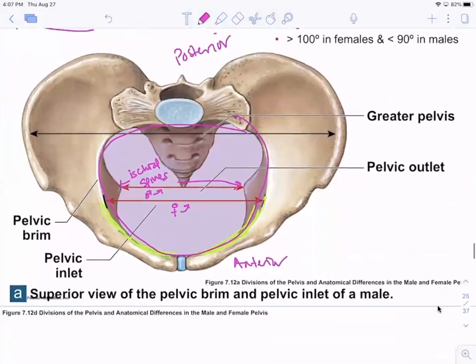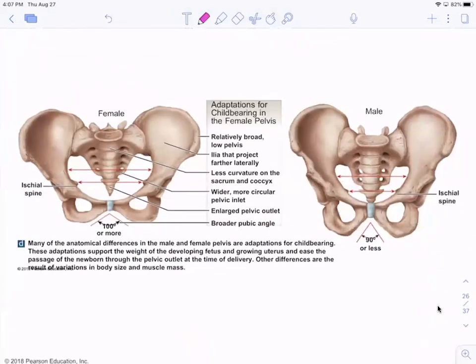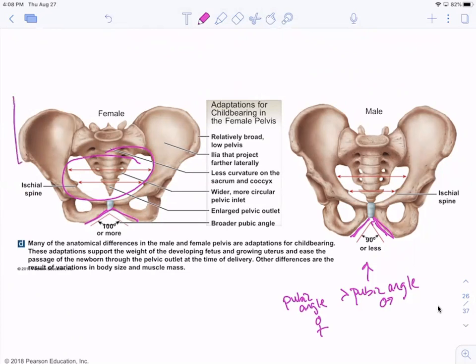Also the pubic angle. When we get a front view here, this right here is the pubic angle. As you would see, the pubic angle is going to be smaller in males than in females. It's bigger in females. Females have a bigger pelvic outlet, which makes this pubic angle greater for obvious reasons. Babies have to go through this pelvic outlet, so it's a little bit bigger in females, and so their hips are wider and male hips are narrower.